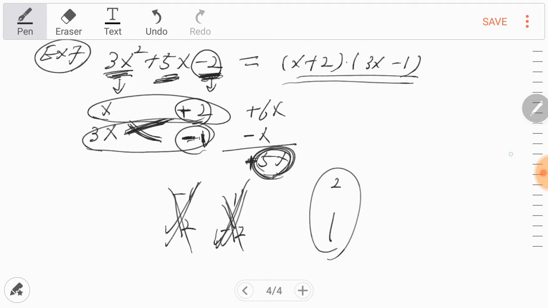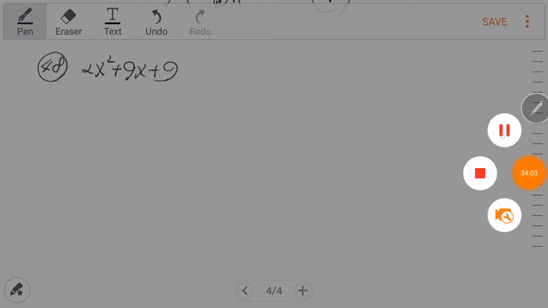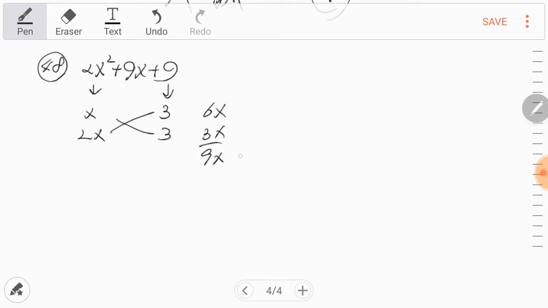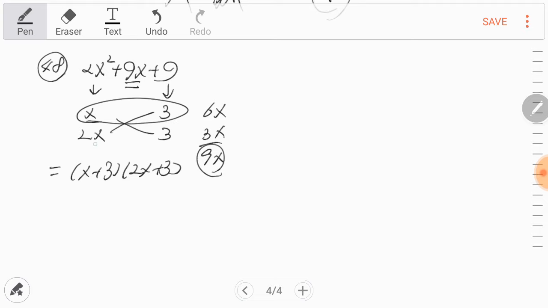Okay, let's try another example. This is exercise 48. The first term is x times 2x. The second one is 3 times 3. Then this product is 6x. This product is 3x. The sum is 9x. So this is the same as the term in the middle. So this is equal to x plus 3 times 2x plus 3, the first line and the second line.